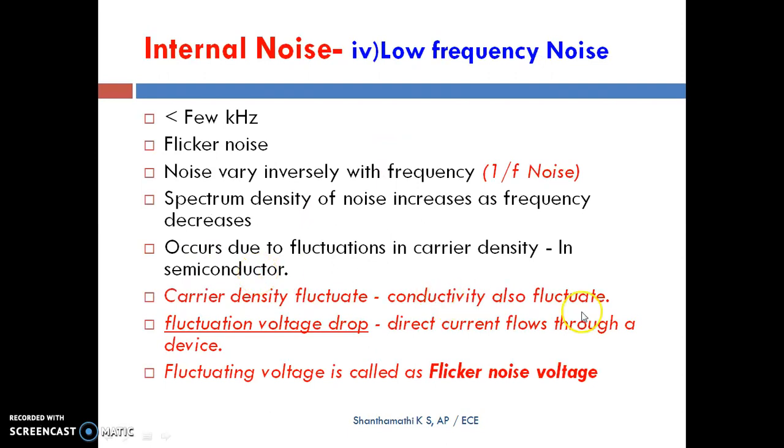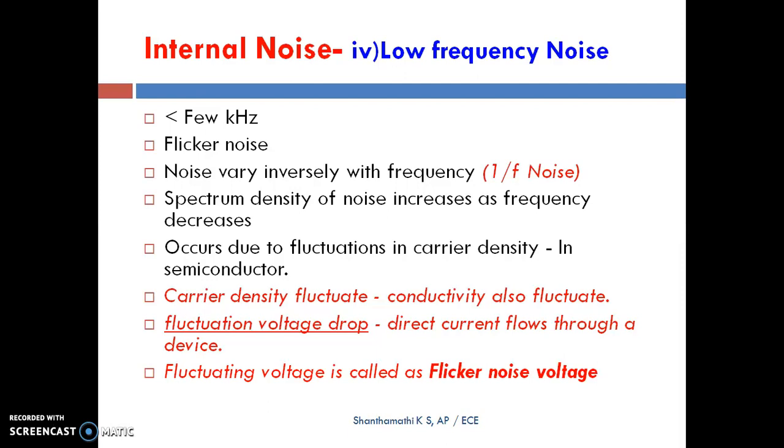The next noise in internal noise is low frequency noise. Here the frequency range of this noise is very few kilohertz. This noise is also called flicker noise. Here the noise varies inversely with the frequency, so we can also call this noise 1 by f noise.